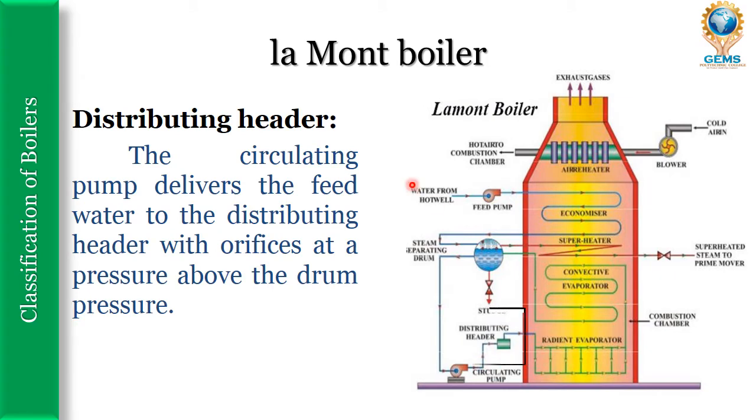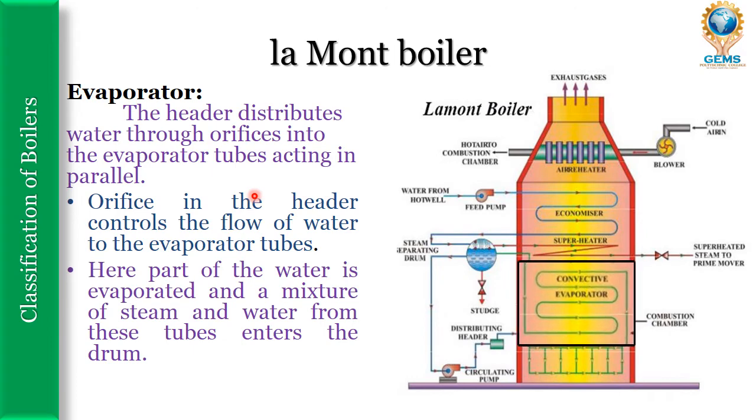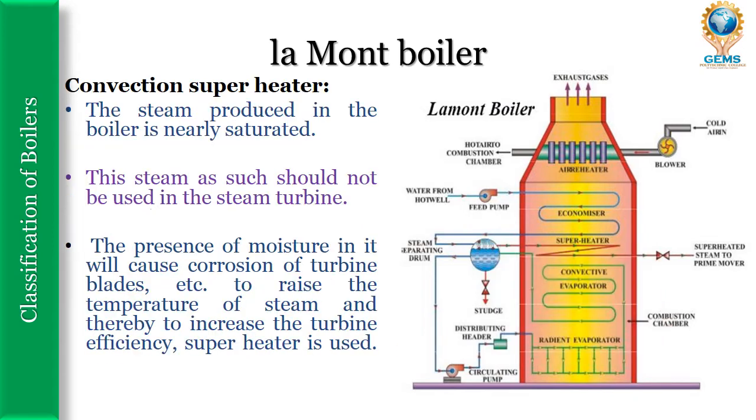Next is the distributing header. So this is the distributing header. The circulating pump delivers the feed water to the distributing header with orifices at a pressure above the drum pressure. Then comes the evaporator. The header distributes water through orifices into the evaporator tubes acting in parallel. The orifice in the header controls the flow of water to the evaporator tubes. Here, part of the water is evaporated and the mixture of steam and water from these tubes enters the drum.